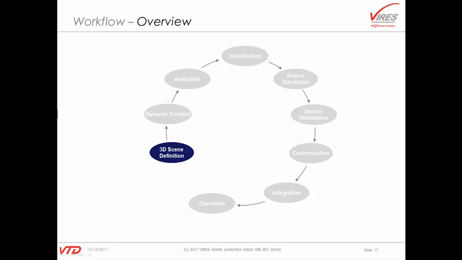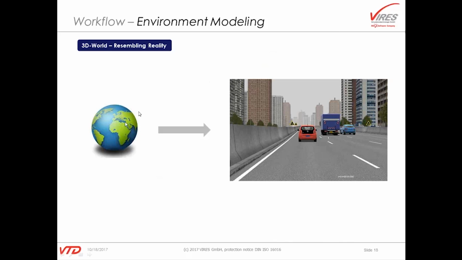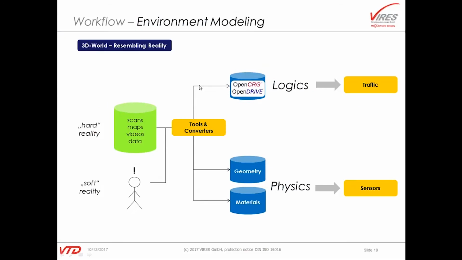Okay, let's look into the 3D scene definition. The art of doing a 3D scene definition for the virtual environment is to make something that resembles the real world. And there's a couple of means how this can be achieved. Depending on what you want to see in your simulation, we are using the terms of soft reality and hard reality.